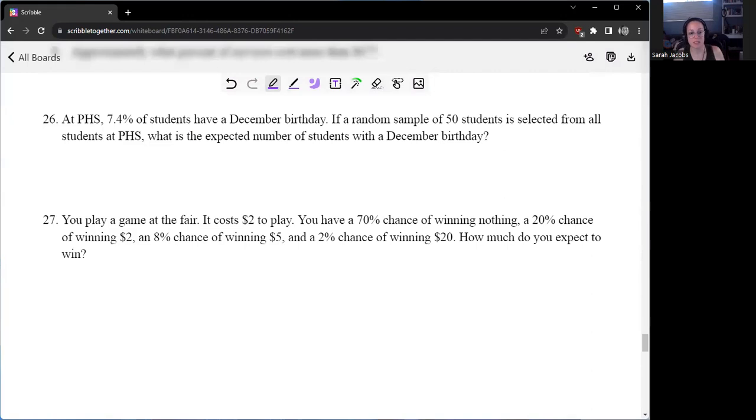Okay, 26. At PHS, 7.4% of students have a December birthday. If a random sample of 50 students is selected from all students at PHS, what is the expected number of students with a December birthday? Cool. We're just going to take the percent as a decimal, multiply it by our number, and our expected number of December birthdays in that sample is 3.7.